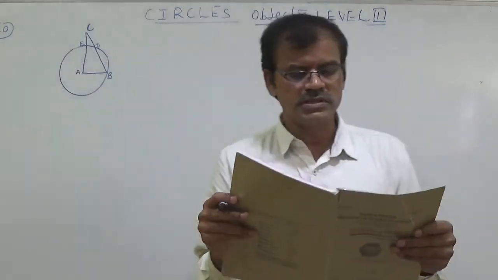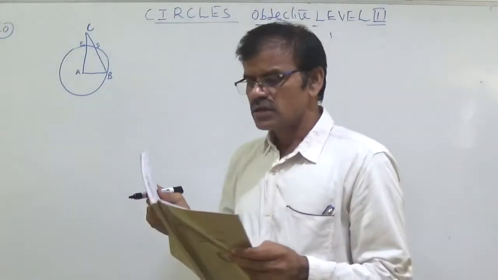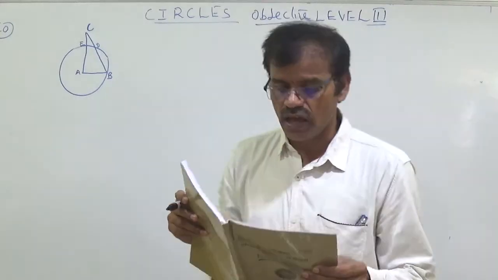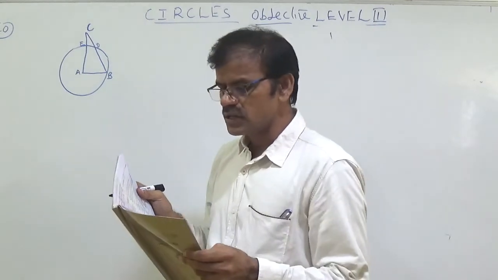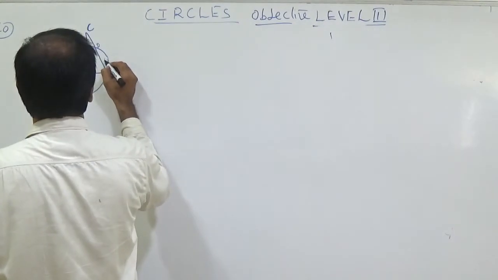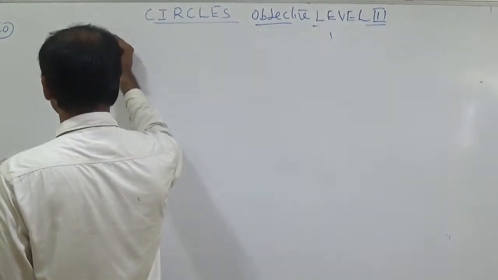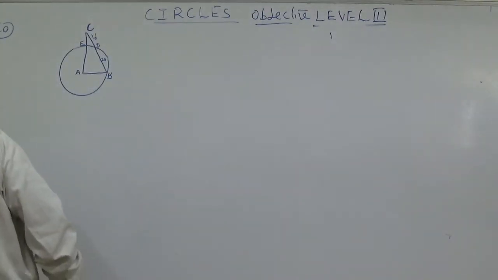Triangle ABC, right angle at A. The circle with center A and radius AB cuts BC at D and AC at E. BD is equal to 20 and DC is equal to 60. Then you should calculate the length of AC.